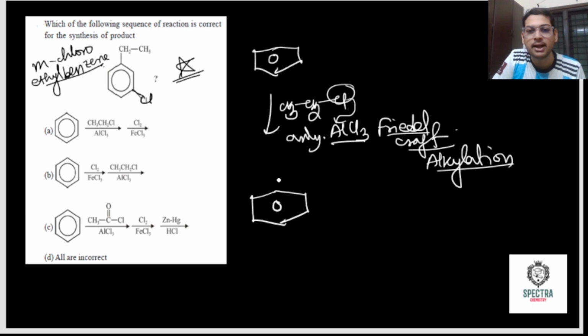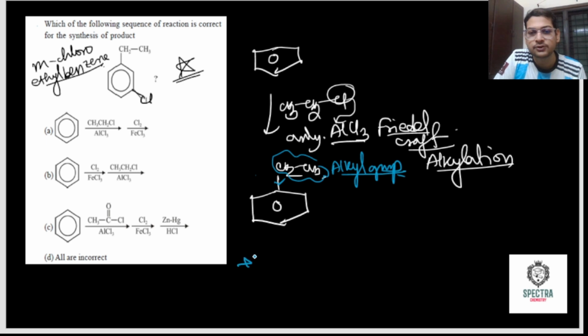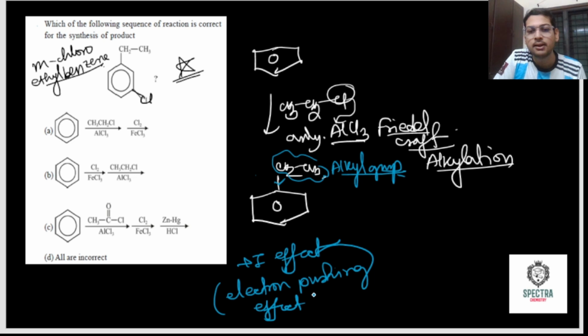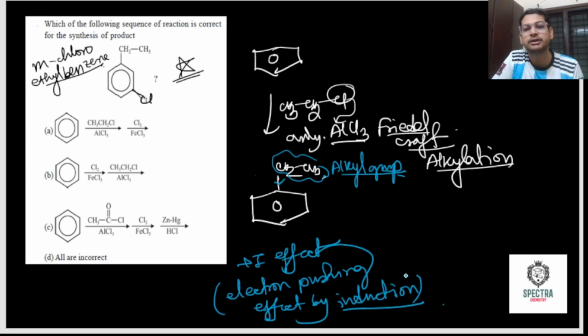Now, basically, you have a CH2CH3, that means the group you have is an alkyl group. And what effect does an alkyl group have? It shows plus I effect. Plus I effect means electron pushing effect by induction. So as it is pushing electrons, it is an activating group. I hope you know all of this.